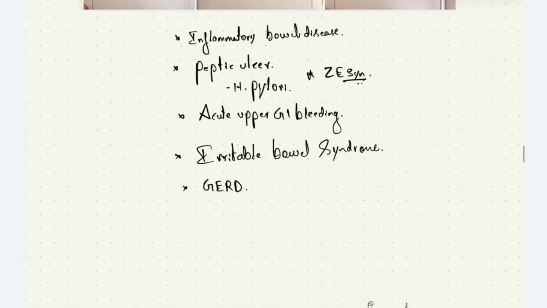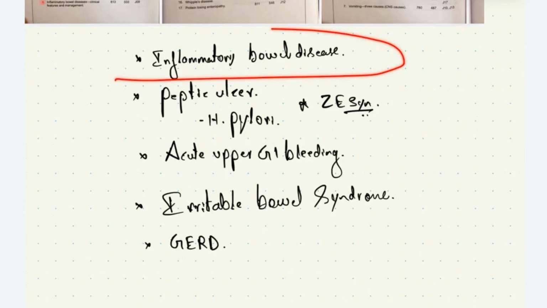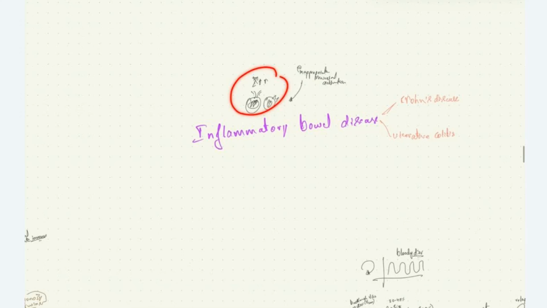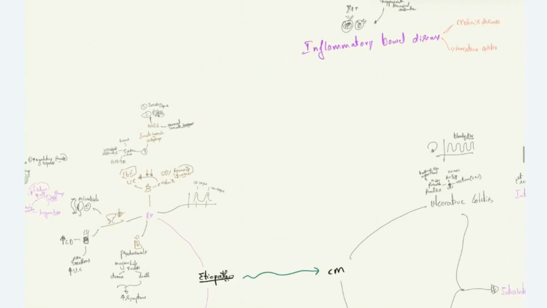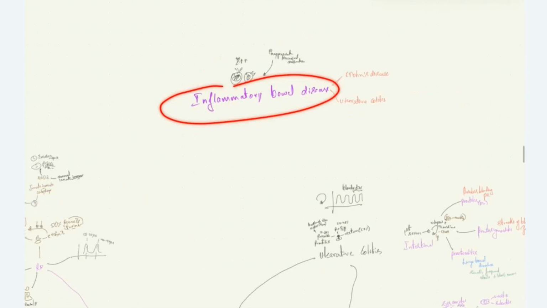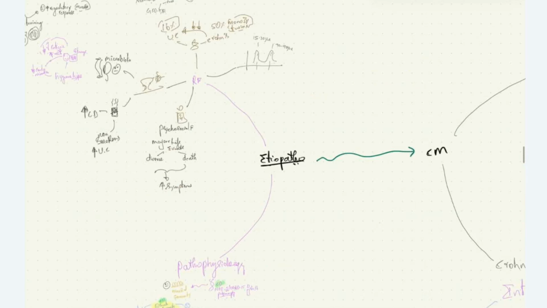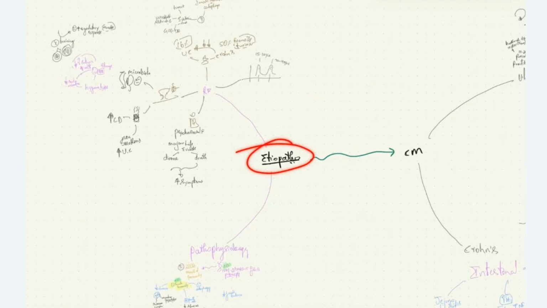So first, we are starting the discussion with inflammatory bowel disease. What is inflammatory bowel disease? Inflammatory bowel disease is the chronic inflammation in the GIT due to inappropriate mucosal activation. You'll get to know the meaning of this definition once we discuss etiopathophysiology. Under inflammatory bowel disease, we have Crohn's disease and ulcerative colitis. First, let's see the etiopathophysiology of ulcerative colitis and Crohn's disease.